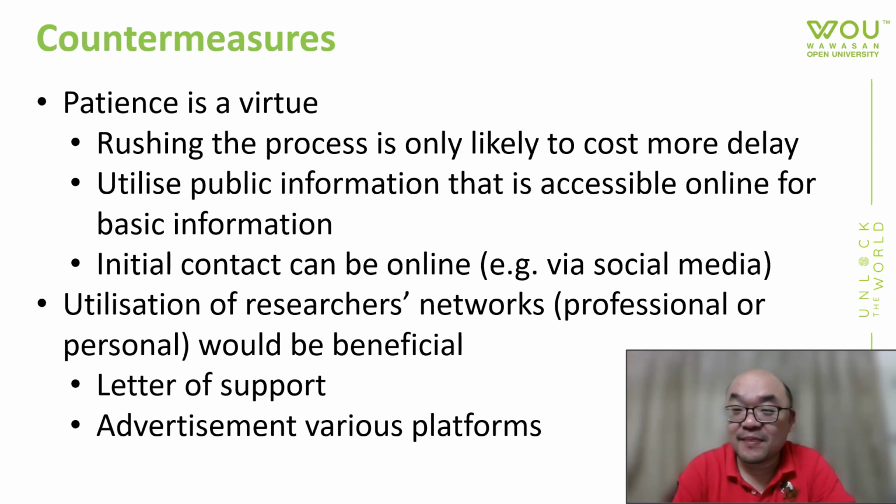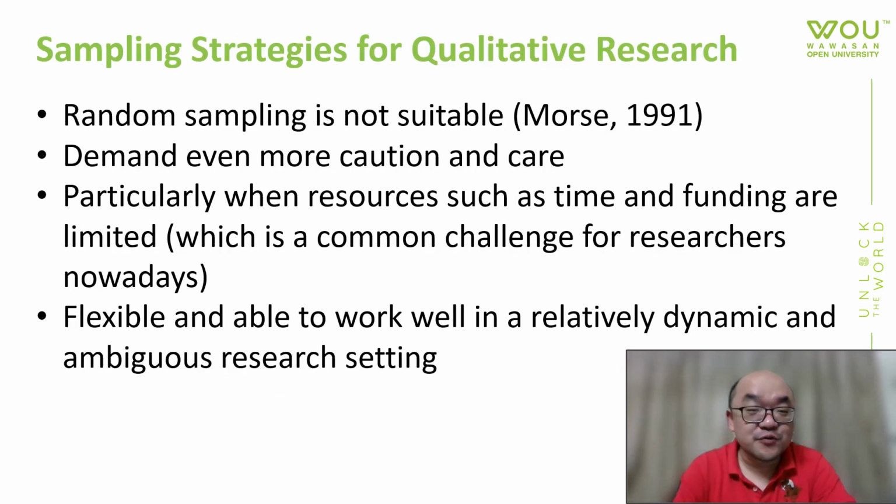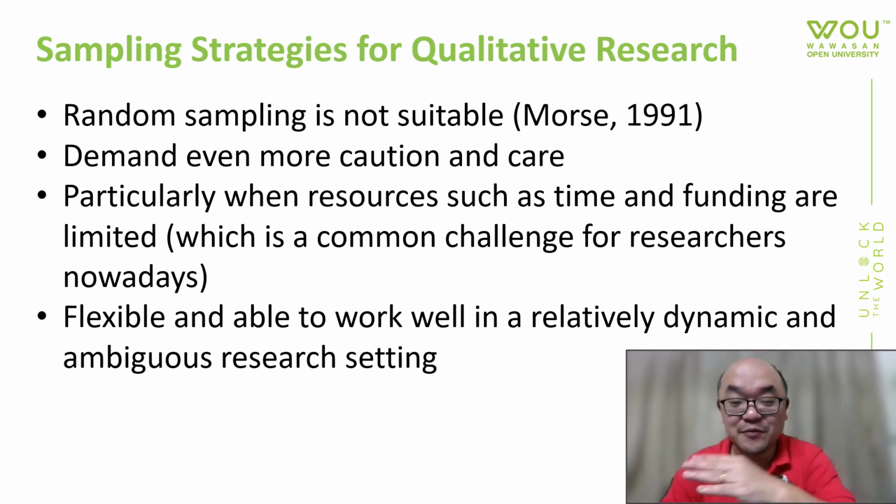Okay, so that is the bias and the countermeasures. So next, let's go through some sampling strategies for qualitative research. As mentioned just now, random sampling is out of the question. It's definitely not suitable. You are unable to control well whether you can get good information or not, since you leave it to be random.